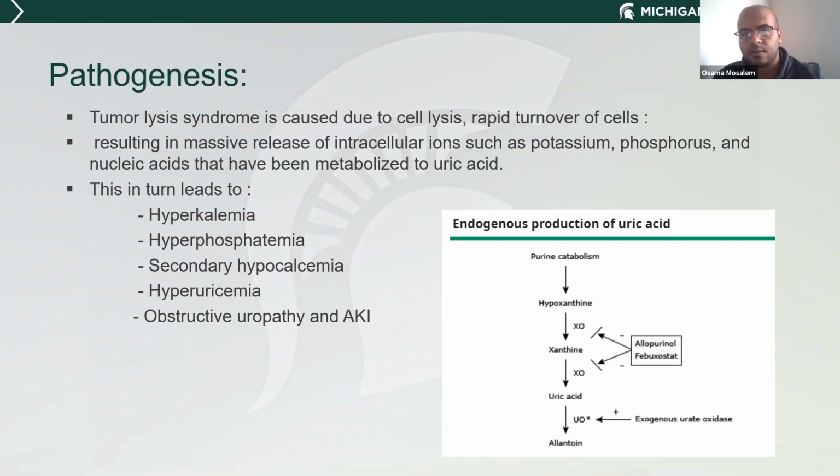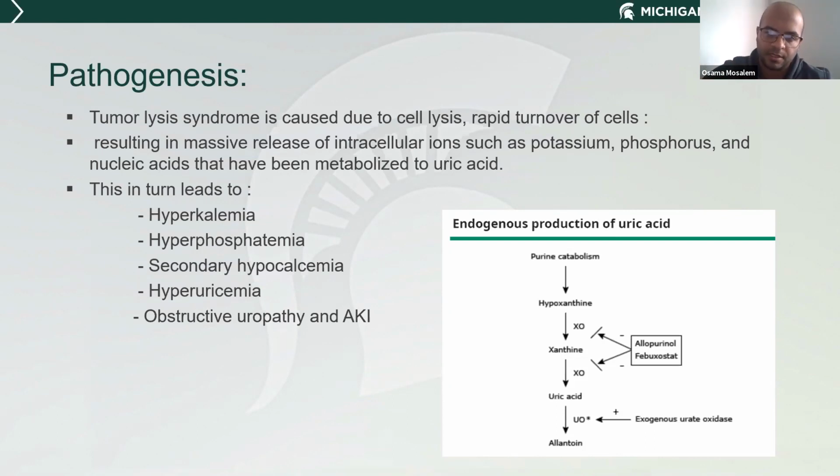What is the pathogenesis behind tumor lysis syndrome? Due to the rapid turnover of the cells, at the time of initiation of chemotherapy, cell lysis occurs, which leads to the release of multiple intracellular ions such as potassium and phosphorus, and a lot of nucleic acids, which in turn are metabolized to uric acid. Nucleic acids include purines and pyrimidines. Purine catabolism, for example of adenine and guanine, will be transformed to hypoxanthine, then xanthine, and then uric acid.